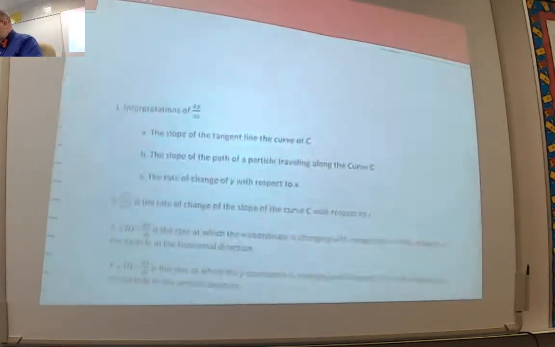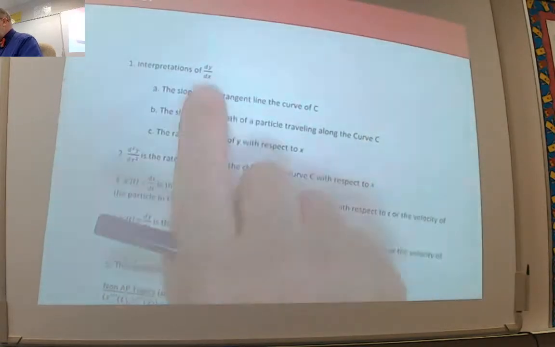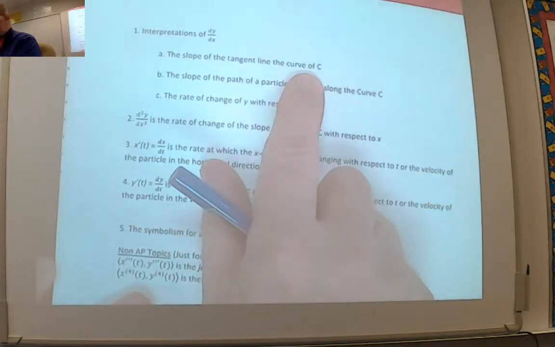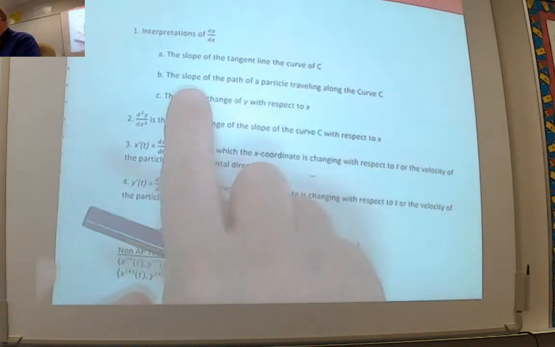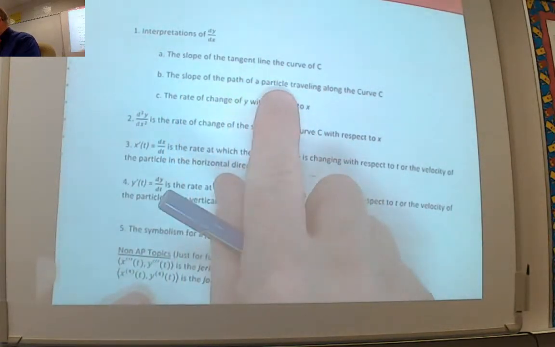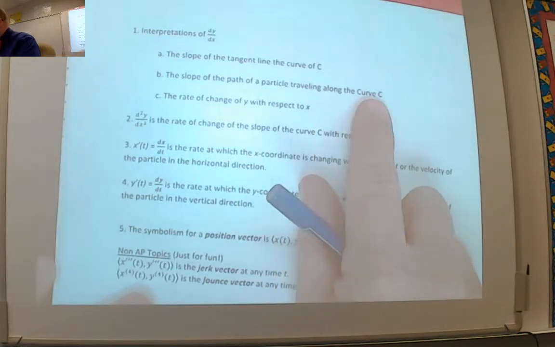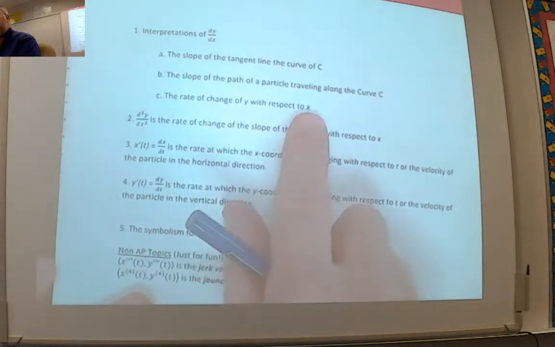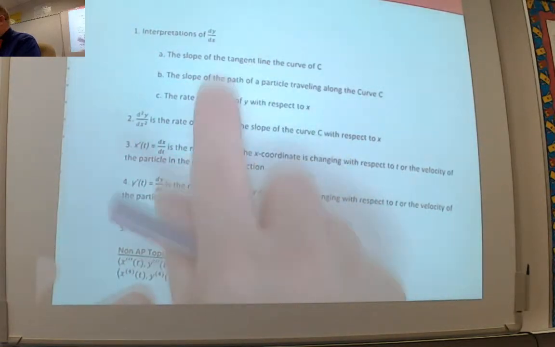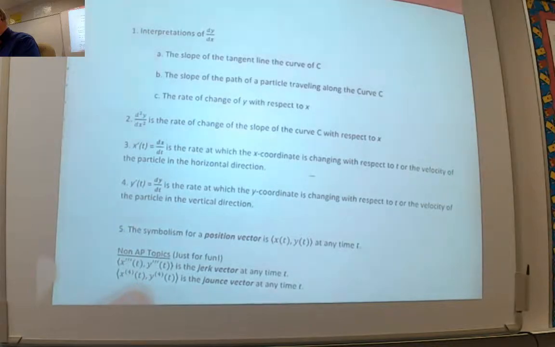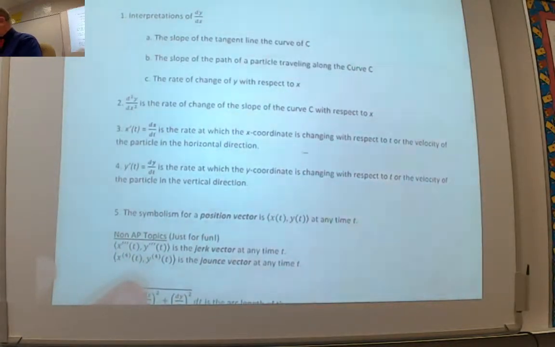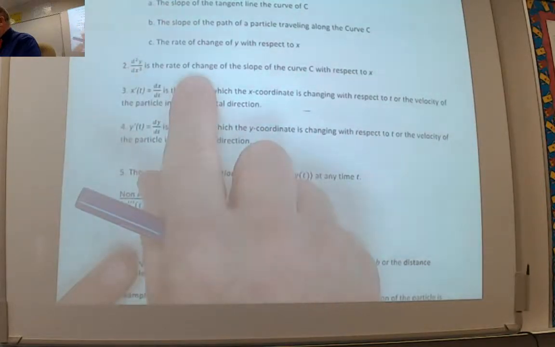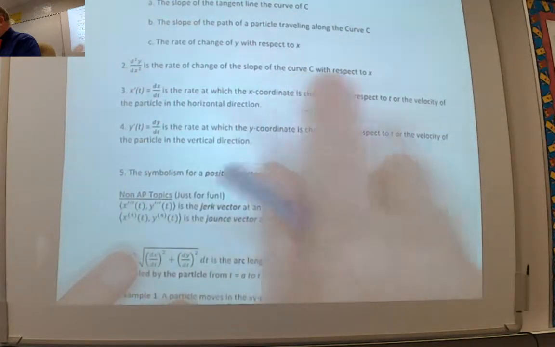Okay, so this is some review. dy/dx is the slope of the tangent line on a curve. It's the slope of the path of a particle traveling along the curve. It's the rate of change of y with respect to x. Those are just some review things, to give you some ideas of what you're trying to compute. The second derivative is the rate of change of the slope of the curve with respect to x.